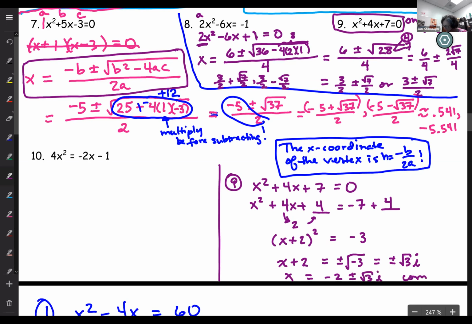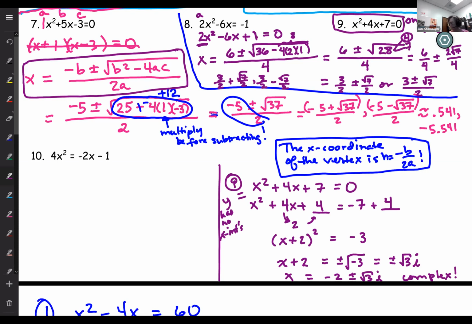Complex. So the function y equals x squared plus 4x plus 7 has no x-intercepts. It must be entirely above the x-axis, probably, because everything's positive. Maybe I should call it f of x instead of y. Same thing, but it looks more like a function when you call it f of x.